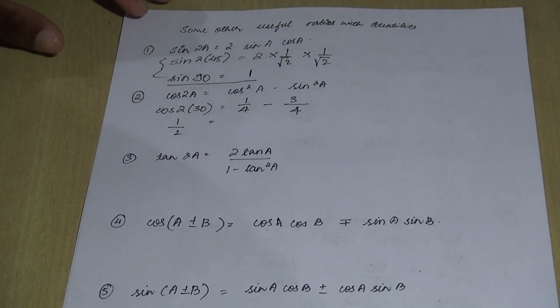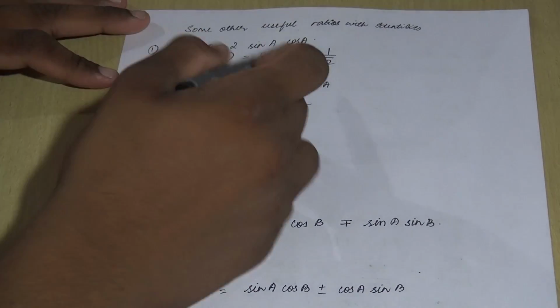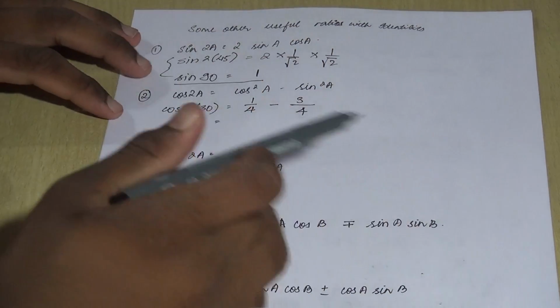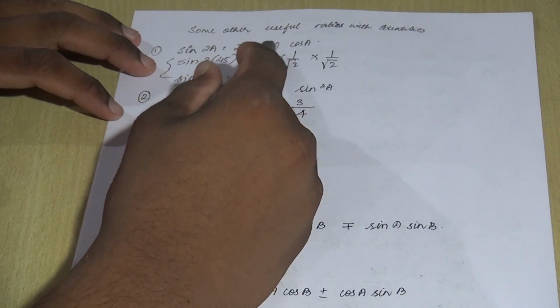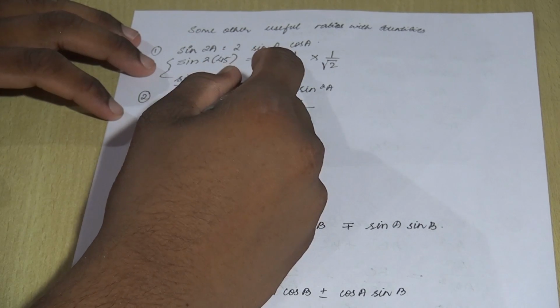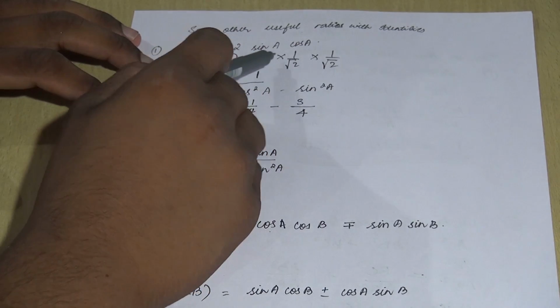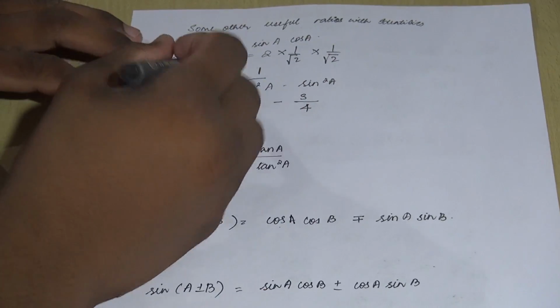Now here are some other useful ratios with identities, so it's going to help you out in some problems. First is sin 2a is equal to 2 sin a cos a. Let's take a as 45. You get sin 2 into 45, and sin 45 is 1 by root 2, and cos 45 is also 1 by root 2. So 2 into 1 by root 2 into 1 by root 2 is equal to 1, and sin 90, as we all know, is 1. So we have verified the first one.